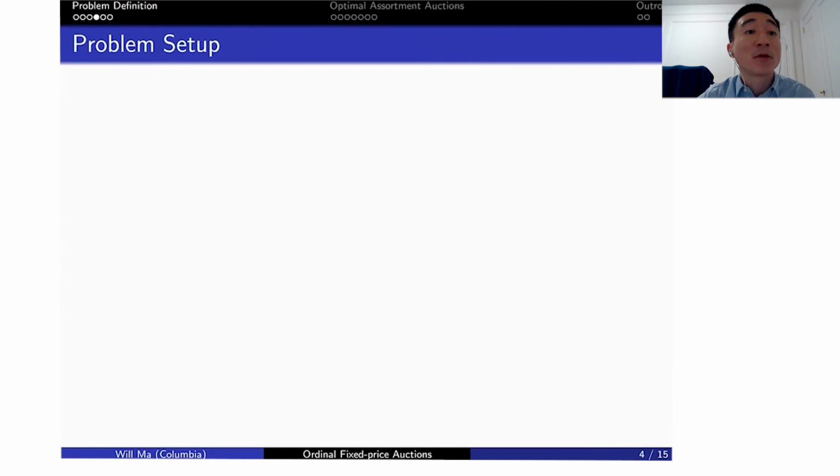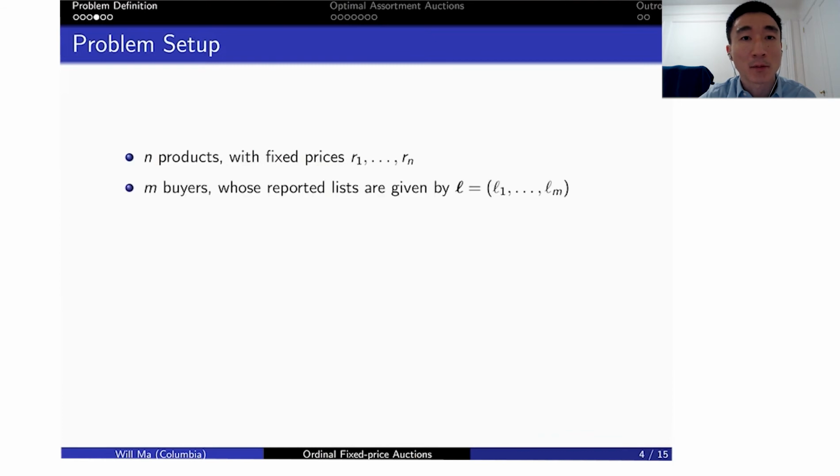So now let me formally state our problem setup. I have n products with fixed exogenously determined prices, R1 through Rn. I have m buyers. I'm going to let bolded L denote the profile of lists. Each L is an ordered subset of the products that the buyer is willing to purchase.